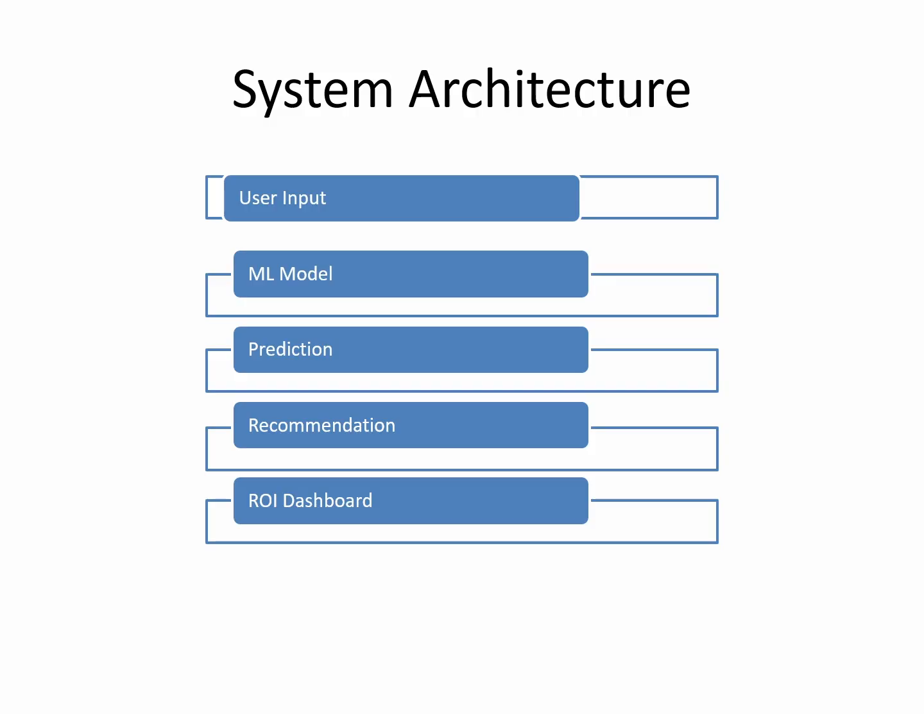Here's how it works. The user enters customer details, the model predicts the churn probability, and the system suggests what to do next. The dashboard shows the overall churn rate, risk levels, and ROI of each action so that we don't lose our customers.